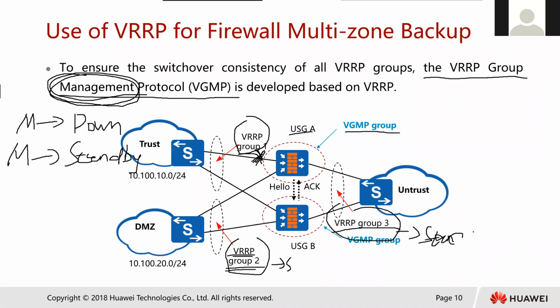So what's the difference? If we don't implement the VGMP protocol, VRP group 1 changes to standby, and VRP group 2 is still the master. But if we implement this VGMP group, when VRP group 1 changes to standby, VGMP lets VRP group 2 also change to standby, and VRP group 3 also changes to standby. So that means we need to add these three groups into a VGMP group to let them do the same change.